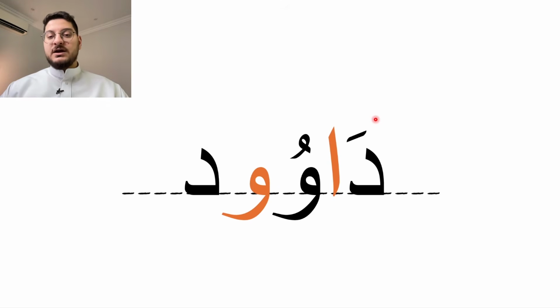So again we have da, woo. And then what do we have at the very end? It's the da with no vowels. So it's just d. So the entire word is da wood, which is the Arabic version of the name David.